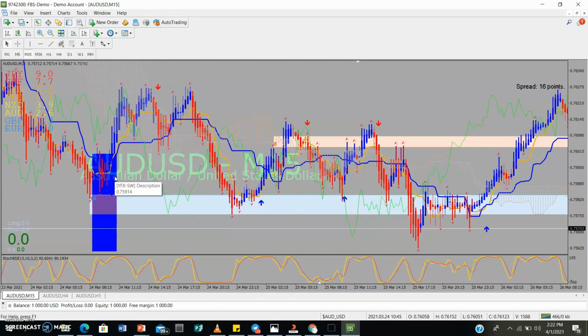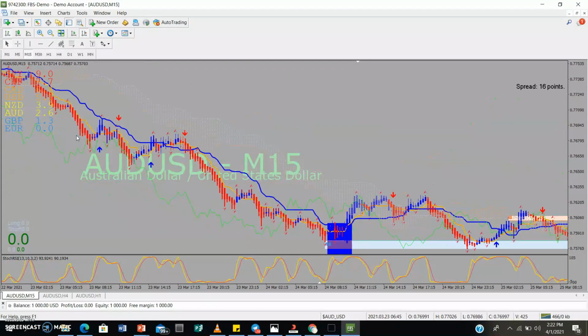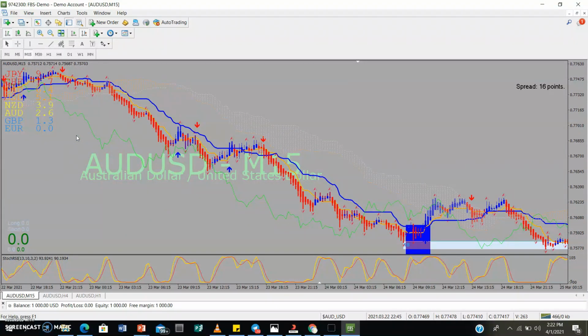And the other thing that you have to pay attention to is the currency strength meter. Before you look for a pair to trade or before you look for a pair to buy, check on your currency strength meter how strong that pair is behaving at a particular moment.